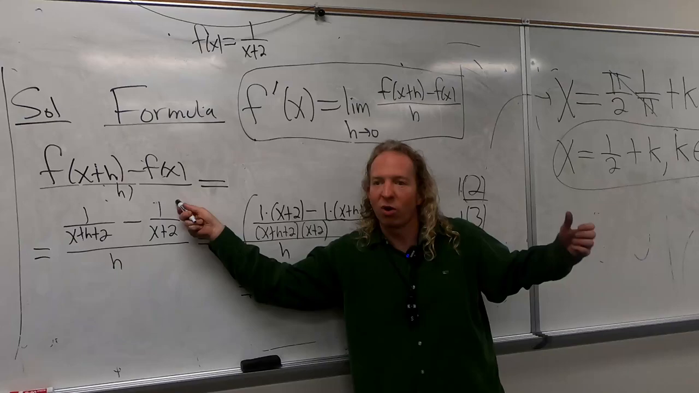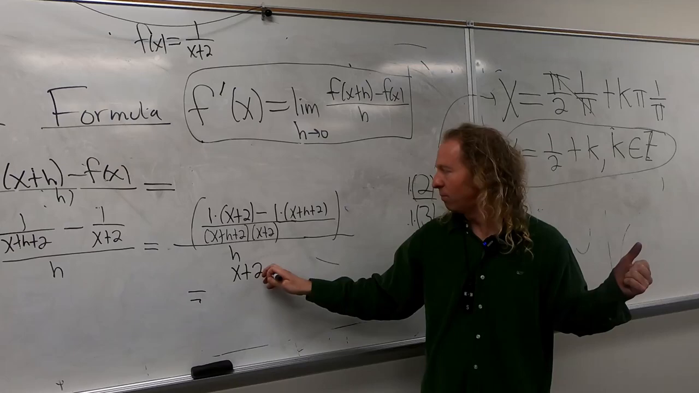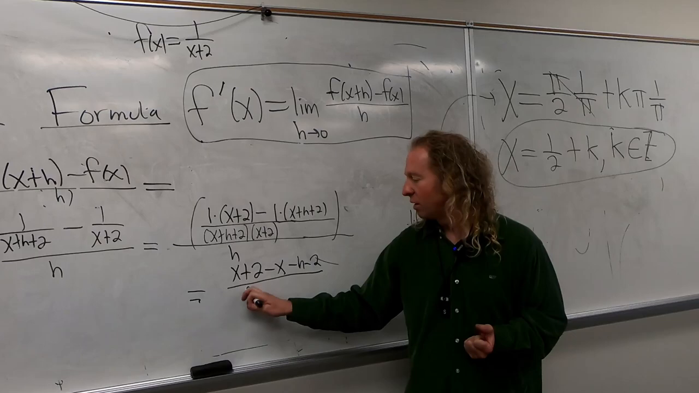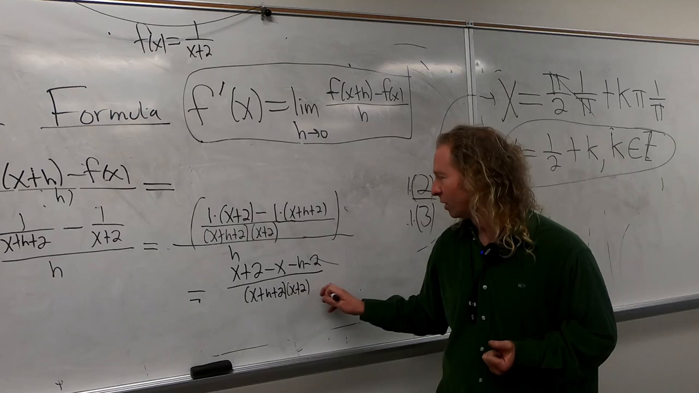So here we can distribute. It'll be x plus 2 minus x minus h minus 2, over x plus h plus 2 times x plus 2, all over h.